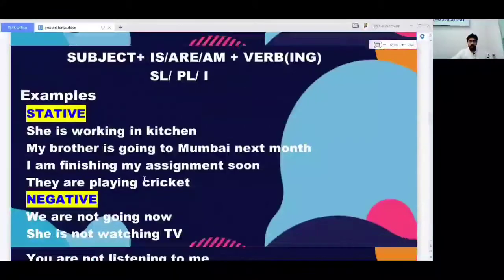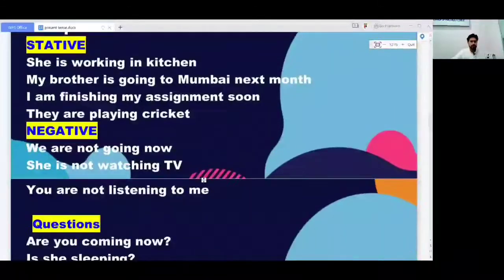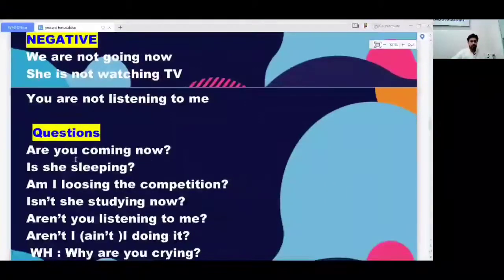That's it. And what about the negative statement of present continuous? Look at that. You just add the not to the auxiliary verb. So we are not going now. She's not watching TV. You are not listening to me. You see that? You just add not to the auxiliary verb. You get the negatives.